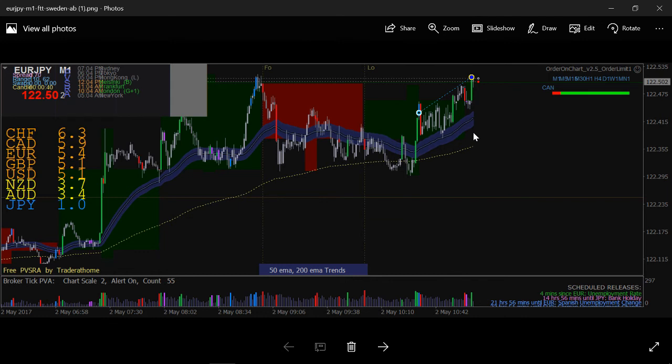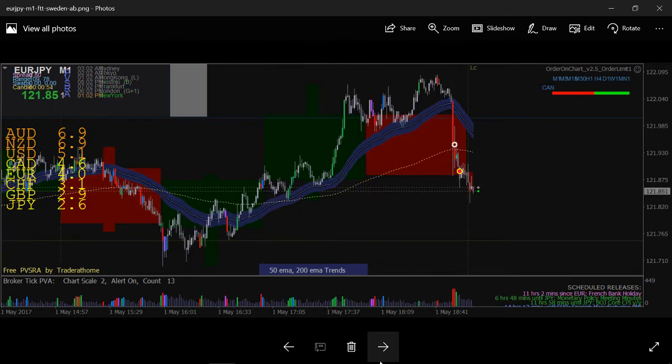Okay, so the next example is, whoops, it's here. Okay, so here's a very good example. So in this example, you can see that there was a huge red candle that broke the dragon here. Okay, so I have one confirmation. Okay, so where is my second confirmation? My second confirmation actually came here, because not only did it break the dragon, but it also broke the 200 EMA. Okay, so I have two confirmations. So I got my double confirmation.